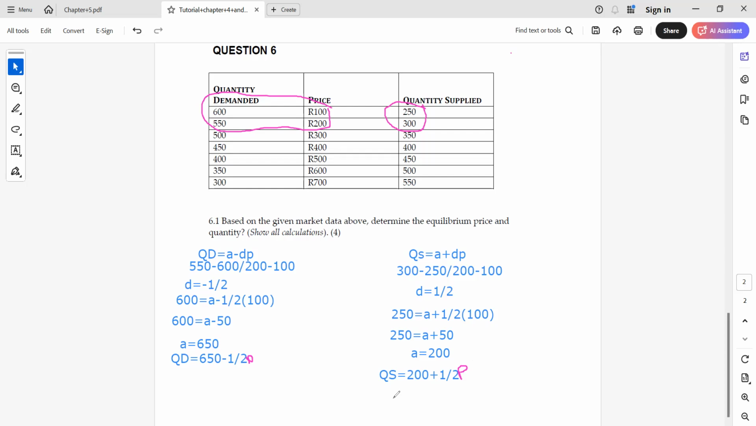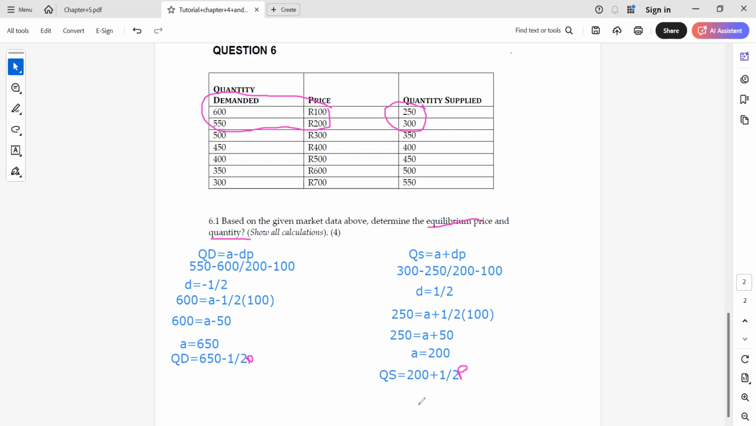And then now you have to get the equilibrium price and the equilibrium quantity. So what you do now is you equate these two.